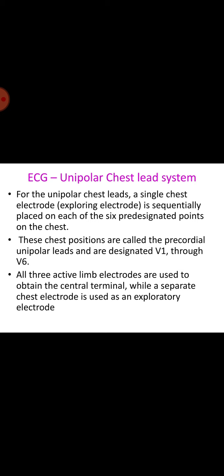And now let us see about the unipolar chest lead system, that is the modified chest lead system. A single chest electrode is placed sequentially on each of the 6 pre-designated points on the chest. These chest positions are called the precordial unipolar leads and are designated as V1 to V6. All three active limb electrodes are used to obtain the central terminal, while a separate chest electrode is used as an exploratory electrode. So this diagram shows the unipolar chest lead configurations.